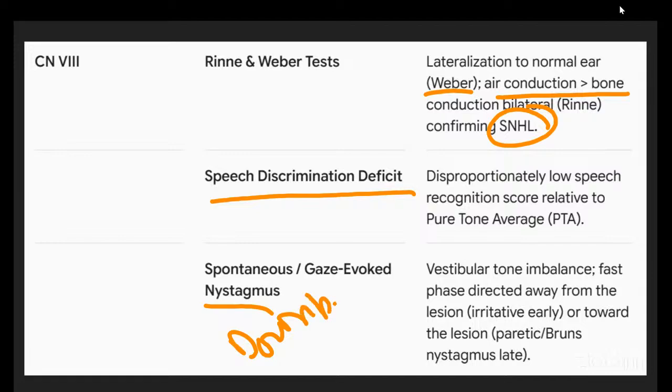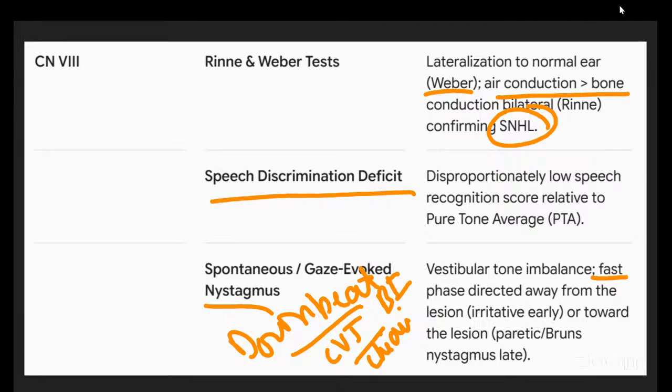Downbeat nystagmus is usually a characteristic of CVJ lesions, or more Chiari, BI, stuff that is happening at the CVJ. You would not see downbeat nystagmus in vestibular schwannoma. The kind of nystagmus you see is when you ask the patient to look towards the side of the lesion, there's going to be the slow phase.